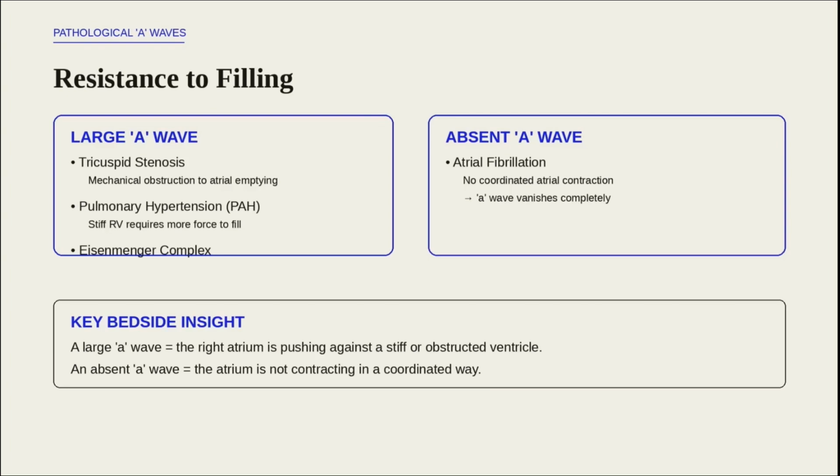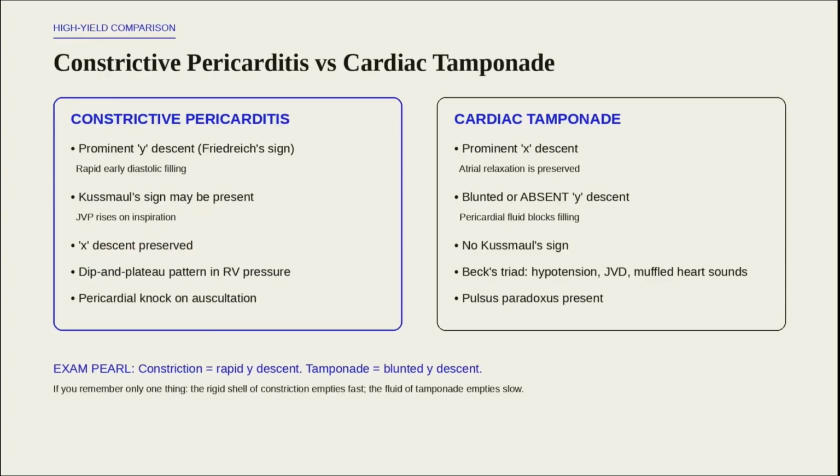On the flip side, an absent A wave is just as diagnostic. In atrial fibrillation, there is no coordinated atrial contraction, so the A wave vanishes completely. Spotting this on JVP examination is a classic bedside skill. Two conditions with very different JVP signatures are constrictive pericarditis and cardiac tamponade.